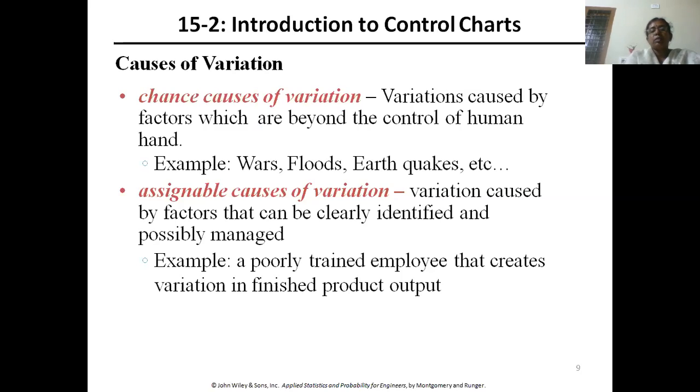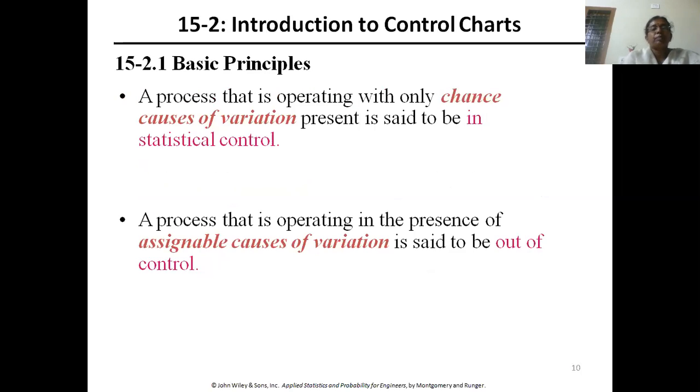Those are called assignable causes of variation. For example, when we have poorly trained employees who cannot produce a product of good quality, that is an assignable cause of variation. Or the machine may be defective. All these causes of variation we can rectify. So in SQC you will always have two causes of variation: one is chance causes of variation, another is assignable causes of variation.